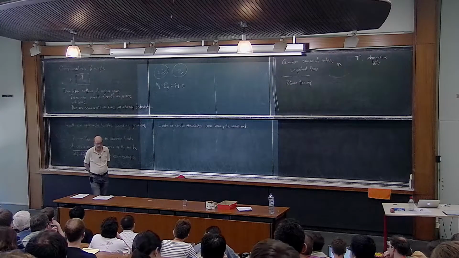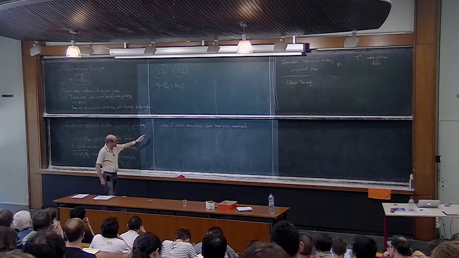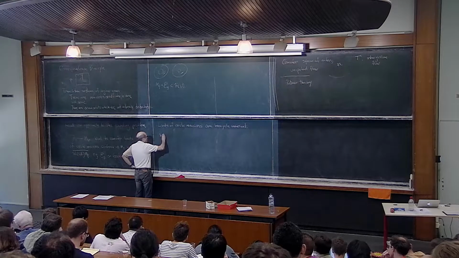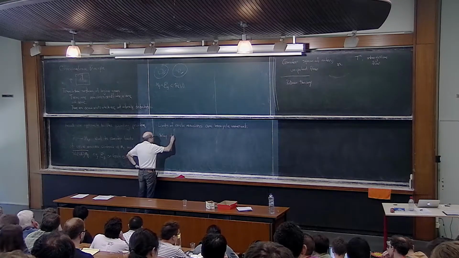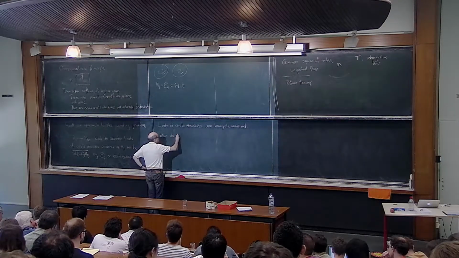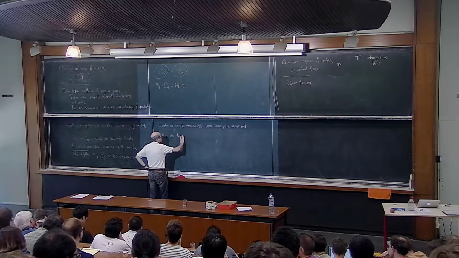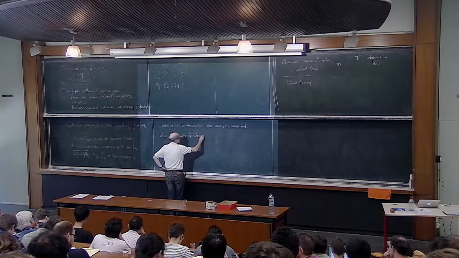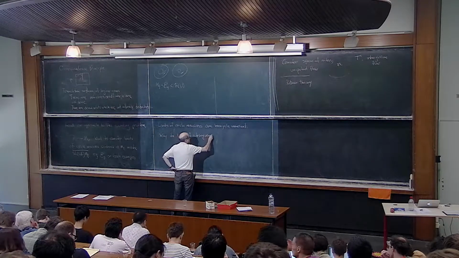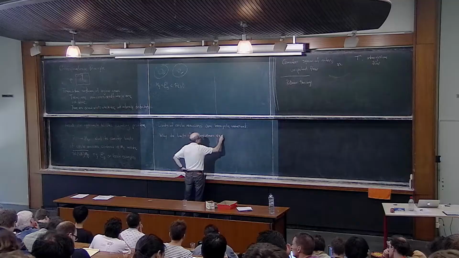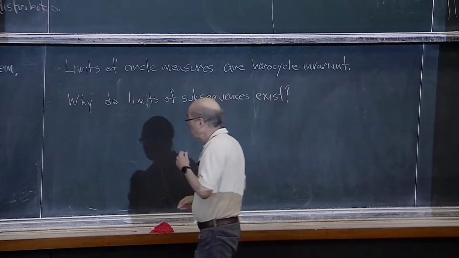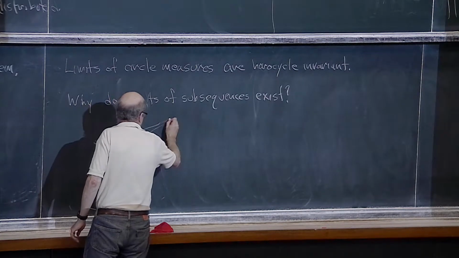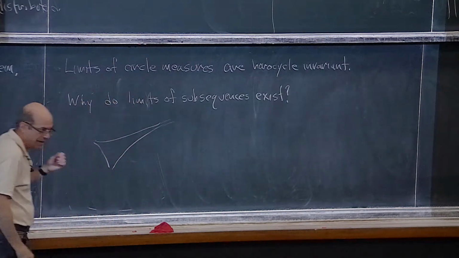So one thing we could do is, I'm answering the question, why do limits of subsequences exist? Well, we've got some space. Let me just think of our stratum as something like this, which is definitely not compact.